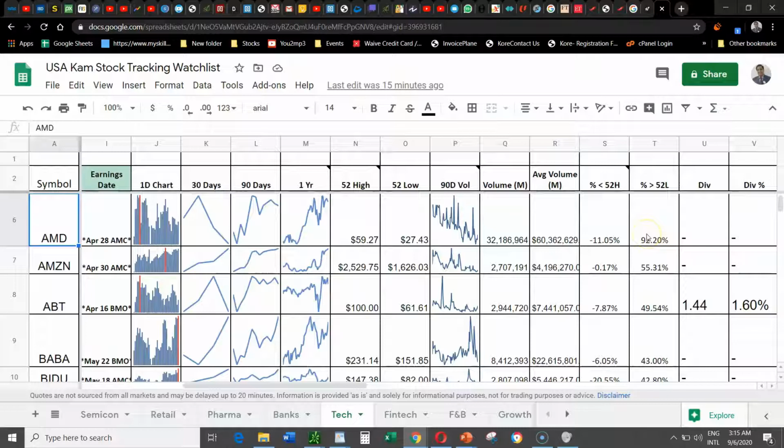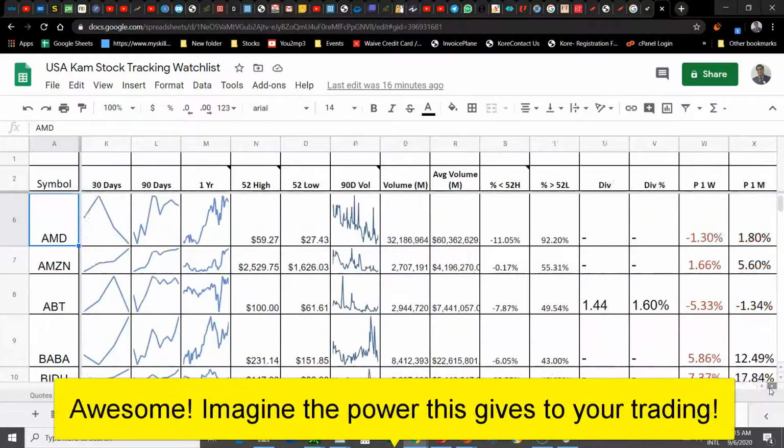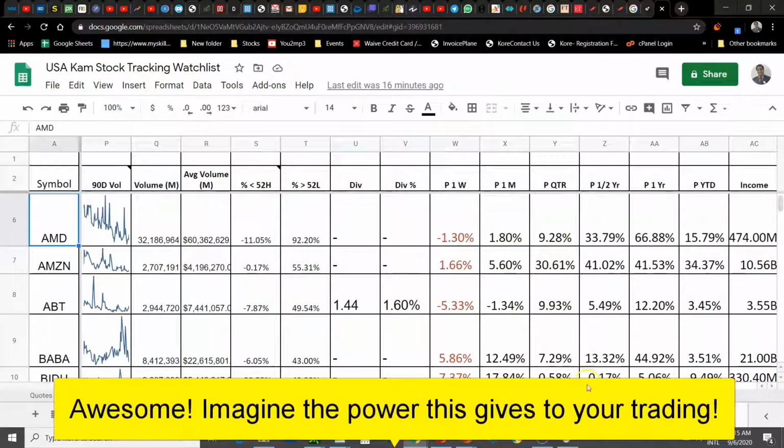So that doesn't make it attractive. But this is straight off the bat attractive because it's in the middle of the 52-week high and the low, right? So that's what it shows. Now, let me continue further. So it shows you dividend on the stock, dividend percentage on the stock, profit in last 1 week, in last 1 month, in last quarter, in half a year, in 1 year, and year to date, right?